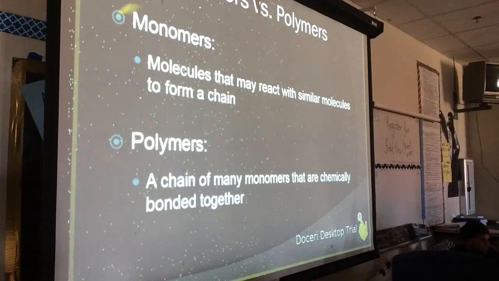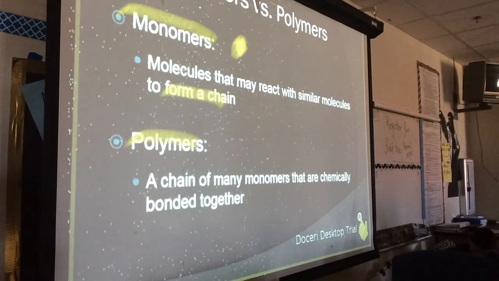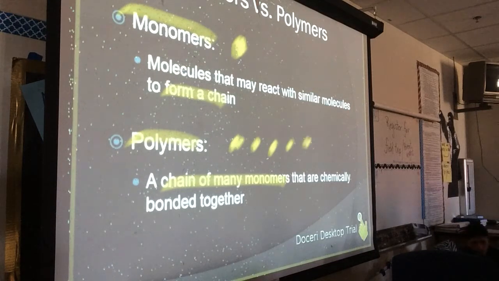A monomer, you need to know, is small and it can form a chain. So a monomer would be like the one pearl, okay? A polymer is when those pearls line up. It's a chain of many monomers. So the diagram I could draw here are lots of dots connected by a chain.